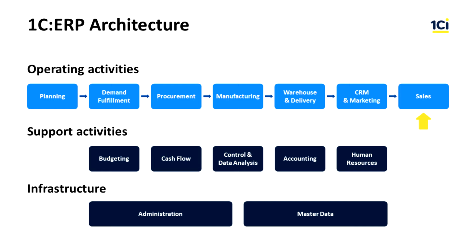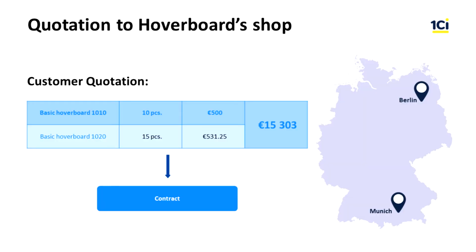In the 1C ERP system, the sales subsystem is used for this process. A sales manager of our remote office in Berlin has given a quotation to the hoverboard shop to deliver them 10 items of basic hoverboards 1010 and 15 items of basic hoverboards 1020 for a total amount of around 15,000 euros. The sales manager received customer confirmation of this quotation. Besides, the customer has an intention to purchase batches of hoverboards from us in the future. After that, the sales manager concluded a contract with the customer, which describes the delivery conditions on behalf of our company.